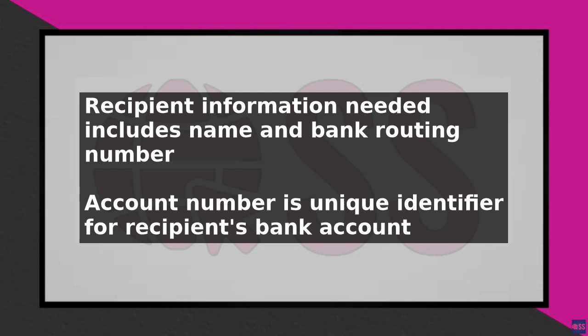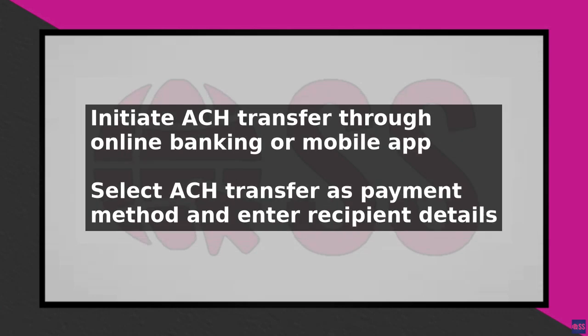Once you have this information, you can initiate the ACH transfer through your online banking platform or mobile banking app. Look for the option to send money or make a payment, and then select ACH transfer as the payment method. You will then be prompted to enter the recipient's information, including their name, bank routing number, and account number. Double-check that this information is accurate, as incorrect information can cause the transfer to fail.